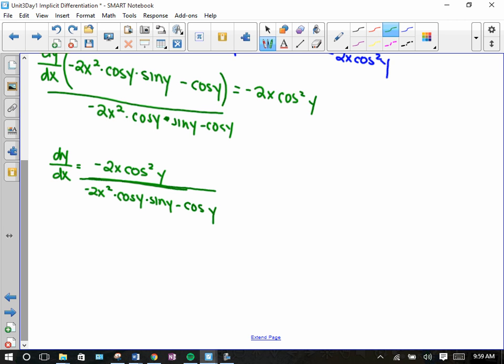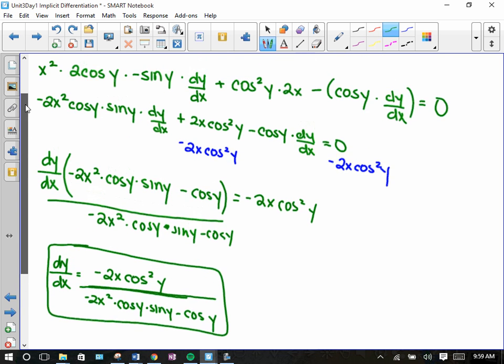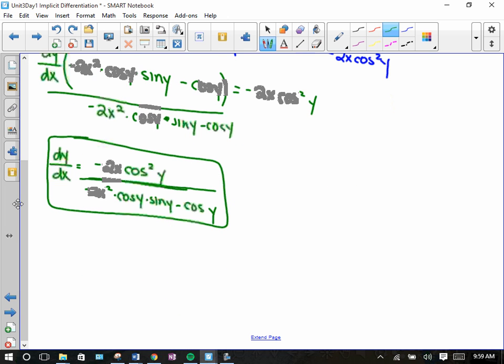Now plug in your step. We're going to plug in our x's and y's to find the slope for our tangent and normal lines. The point is (0, pi). So we have negative 2 times 0, and 0 times something is 0, over, 0 times all that is 0, minus cosine of pi. Cosine of pi is negative 1, so minus negative 1 is positive 1.